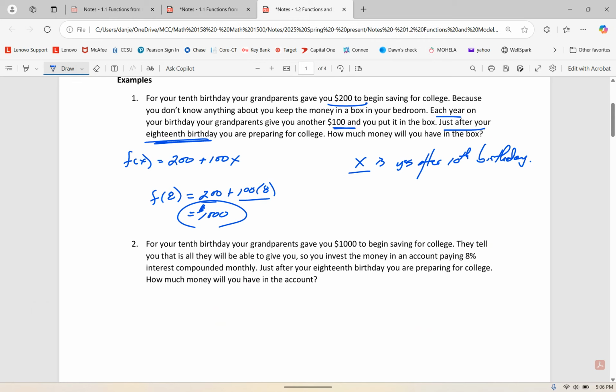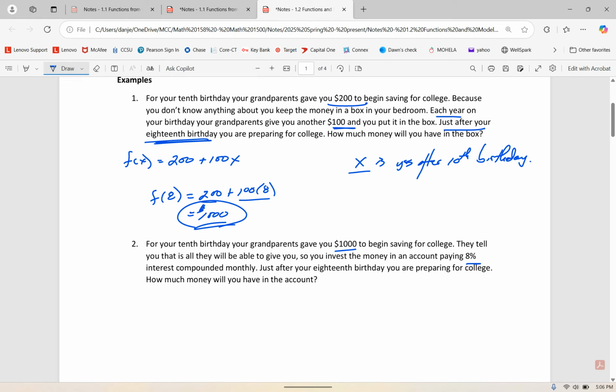Example 2. For your 10th birthday, your grandparents gave you $1,000. So instead of giving you the $1,000 over the years, they just give you $1,000 on your 10th birthday. They tell you that's all that they're going to be able to give you, so you invest the money in an account paying 8% interest compounded monthly. Just after your 18th birthday, you're preparing for college. How much money will you have in the account?